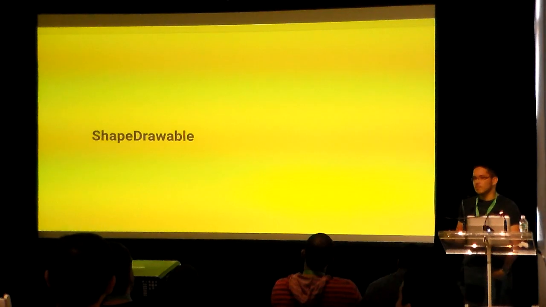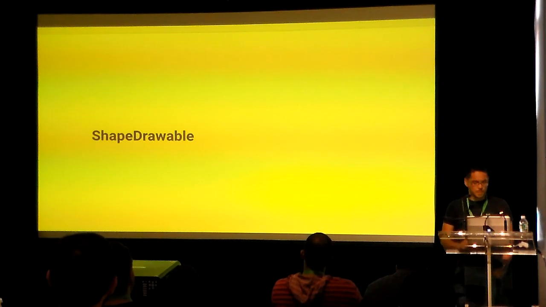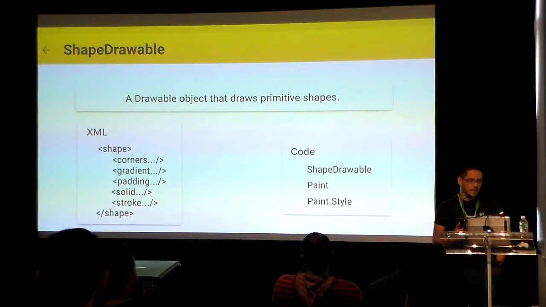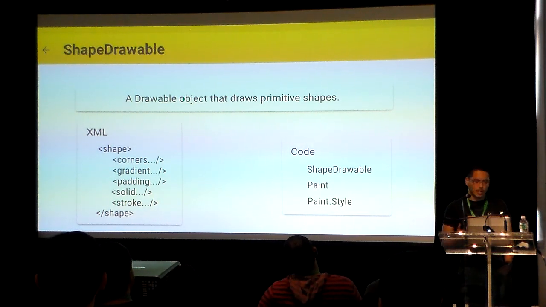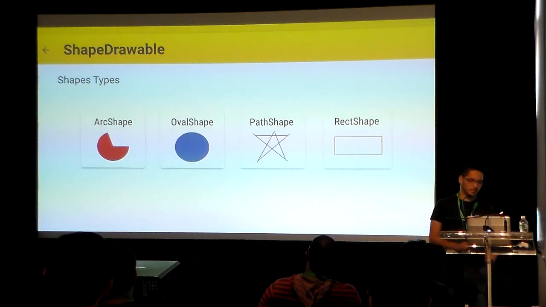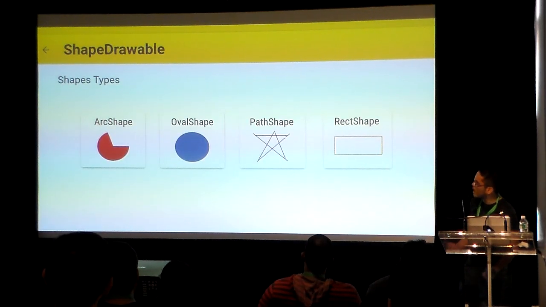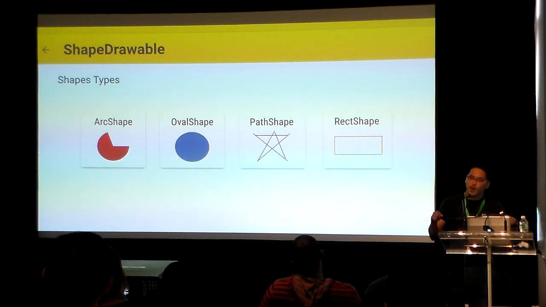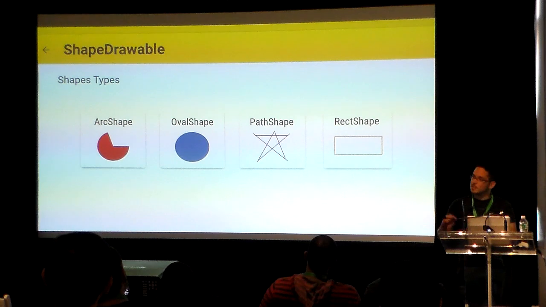So let's go very quickly through what a shape drawable is. It's a drawable that draws primitive shapes. In XML, I can say corners, gradient, padding, solid, stroke. And in code, using those three classes, we can play with it a little more. Those are some of the kinds of shapes that we have. We can have an arc shape, an oval shape, a path shape, where you can draw stuff, which is very nice. So we can draw, for example, the logo of the company and put it in a loading. It works pretty well.